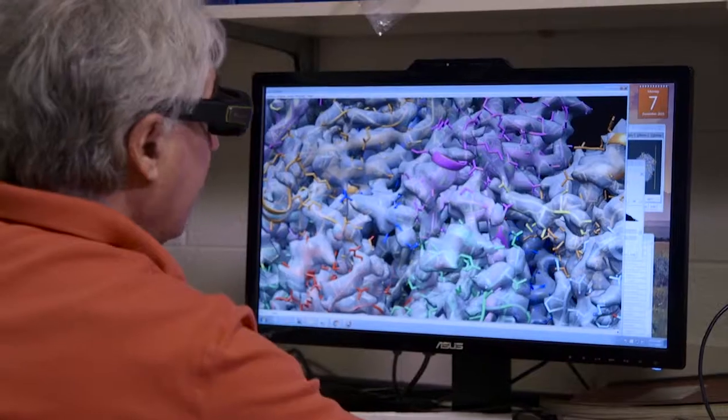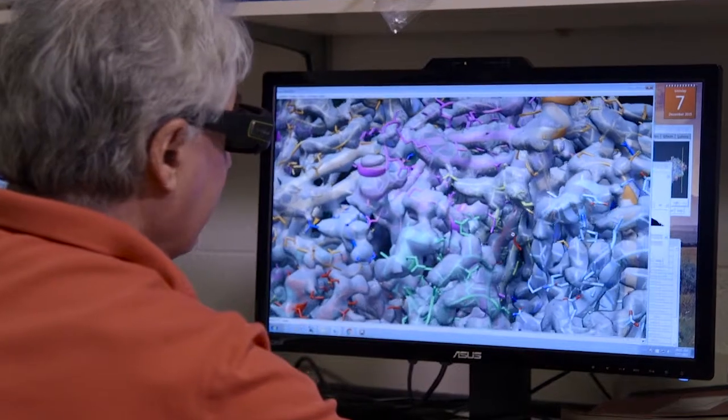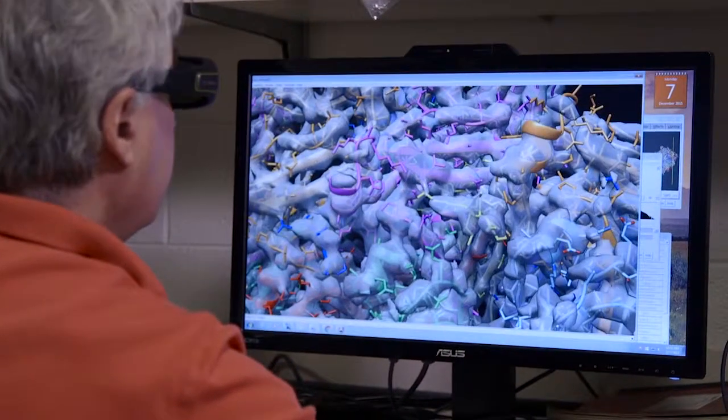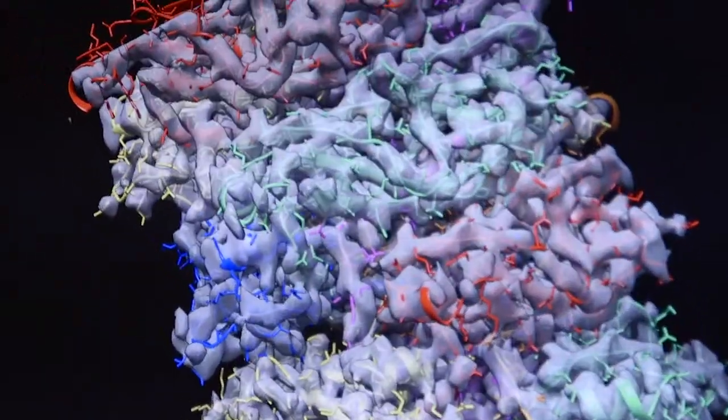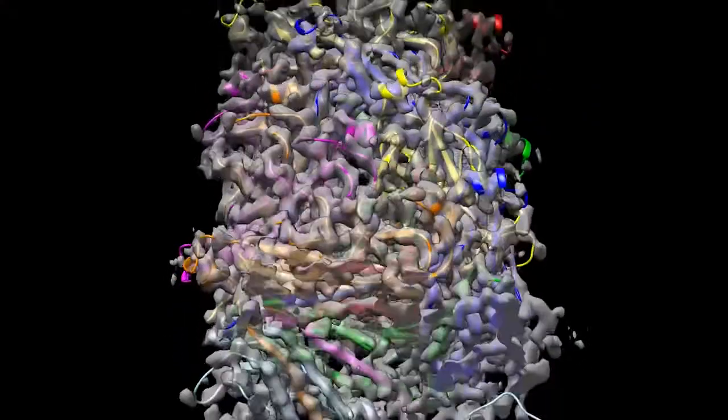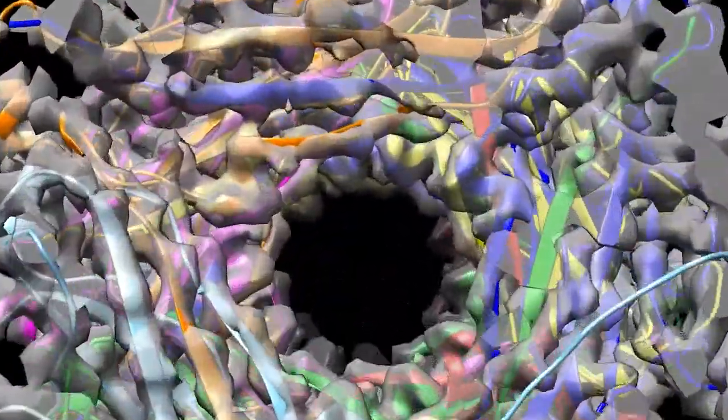We generate a reconstruction, which is that gray surface, which gives us the ability to build an atomic model into it. And the atomic model is the colored ribbons that are shown, and those ribbons represent the structure of the protein. The only way to understand the structure of these molecules is in 3 dimensions.